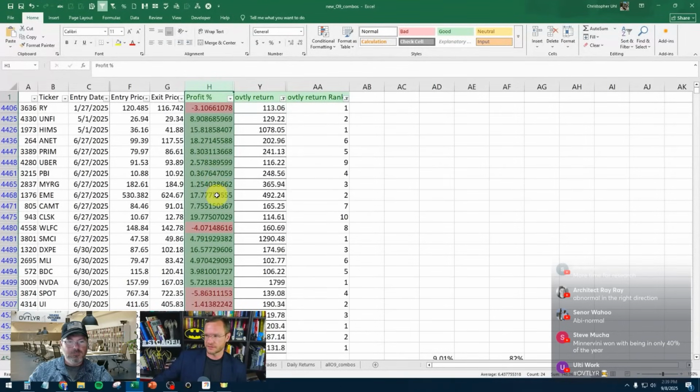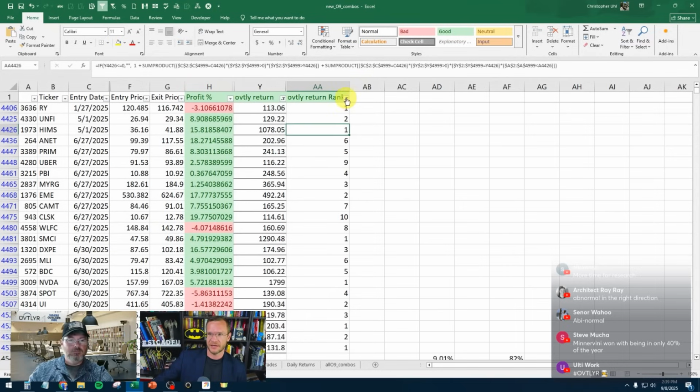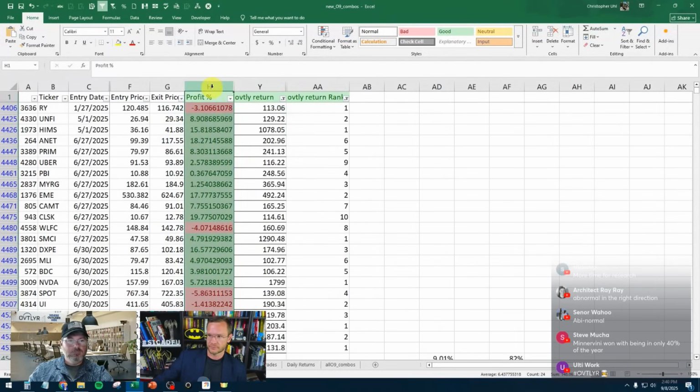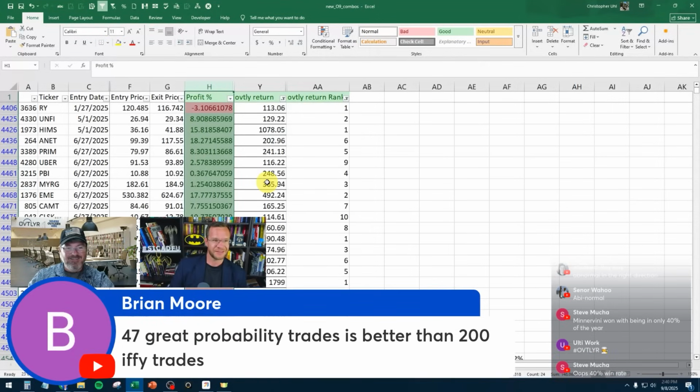6.43. And that's 24 trades. So higher expectancy than going with the top 4 and roughly the same amount of trades. That sounds good too. I can do 27 trades a year. I think I'm at like 50 right now, so I could fit this in. But Joe, most people can't. Yeah, that's hard. 47 great probability trades is better than 200 iffy trades.